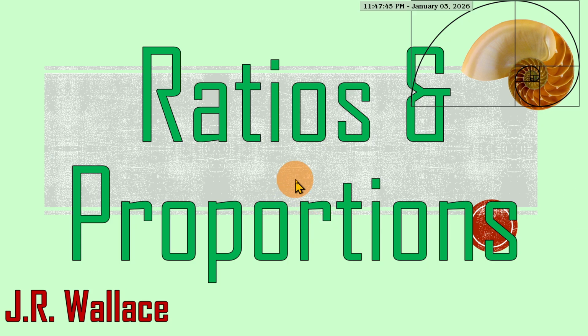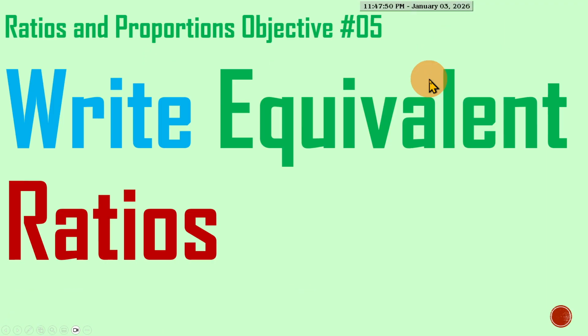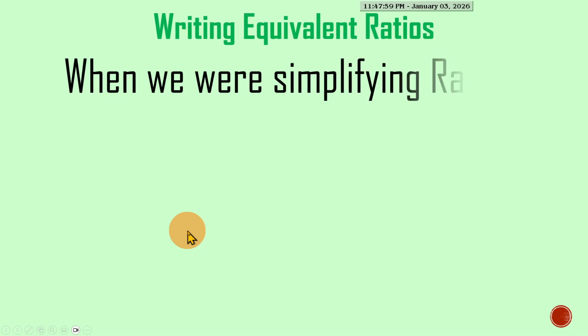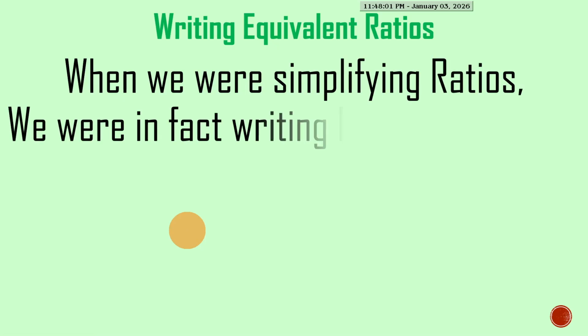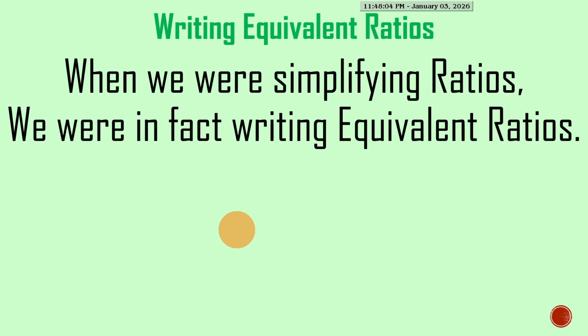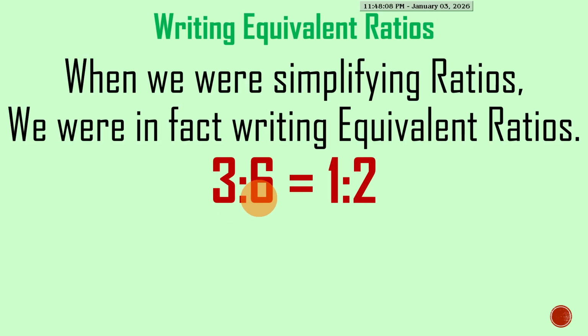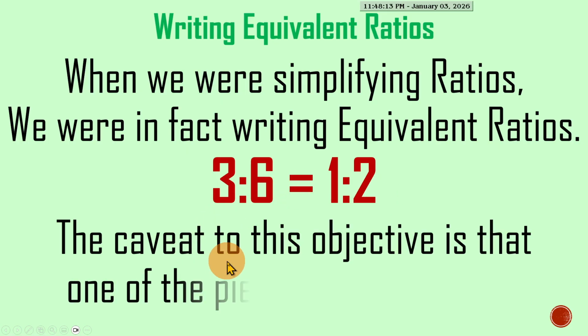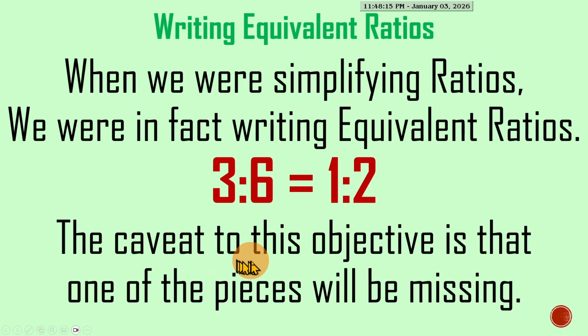So we continue with the topic ratios and proportions. We are now on objective number 5, and that objective is to write equivalent ratios. When we were simplifying ratios, we were in fact writing equivalent ratios. So if you have the ratio 3 to 6, dividing both of these components by 3, we get 1 to 2. But what's going to actually happen is one of the components will be missing, and we have to find the missing component.